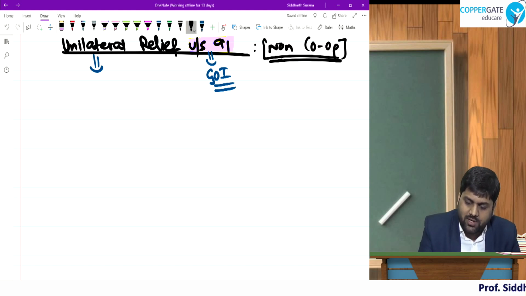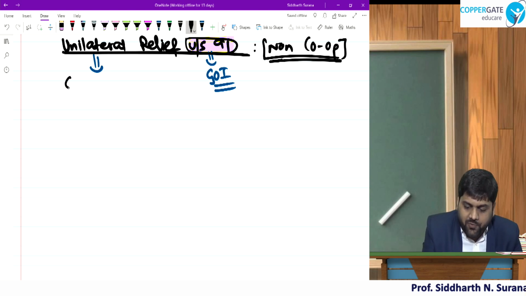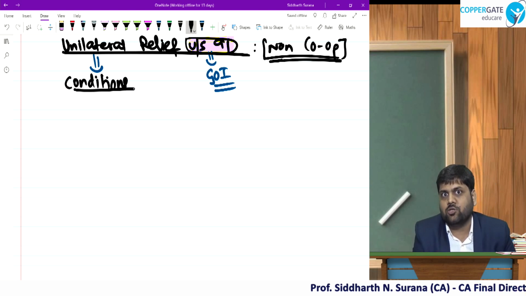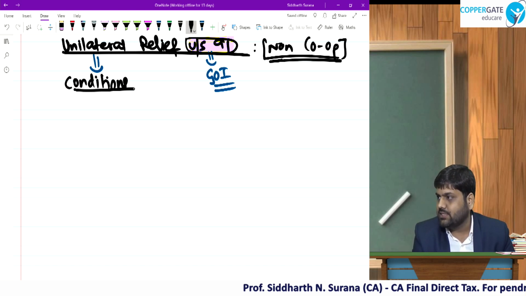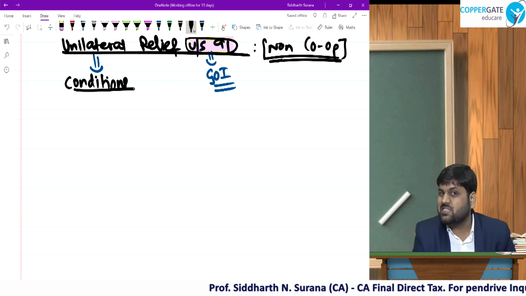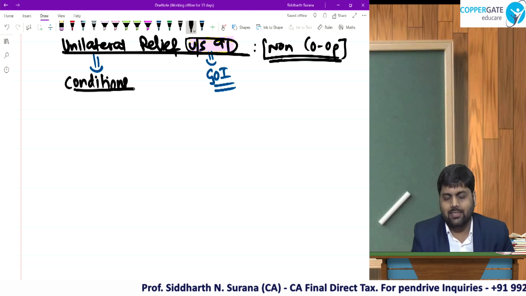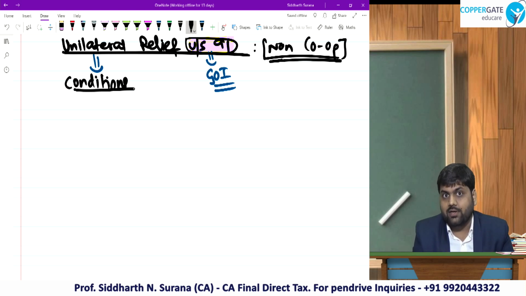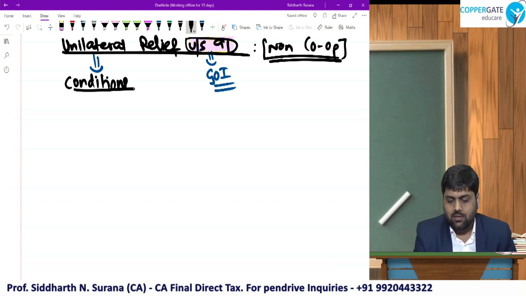In order to get unilateral relief as per the calculation which is given under section 91, first you will have to satisfy certain conditions. And if you don't satisfy these conditions, there is no question of any calculation of relief. There won't be any relief. Relief will be given only if you satisfy these conditions. So our first step cannot be to go and learn the calculation. Our first step is to learn the conditions, and if we know the conditions, then only we can go and learn the calculation. So what are the conditions to get relief?